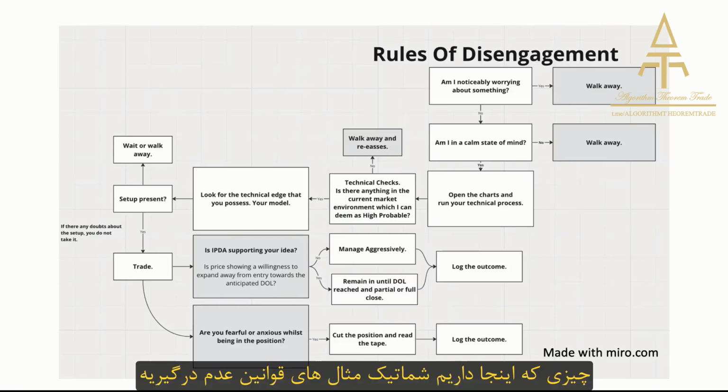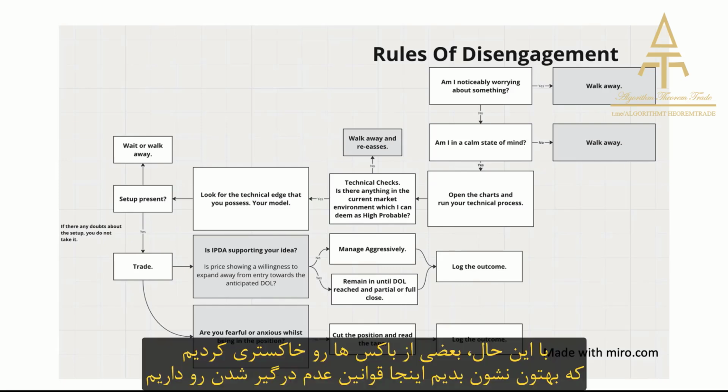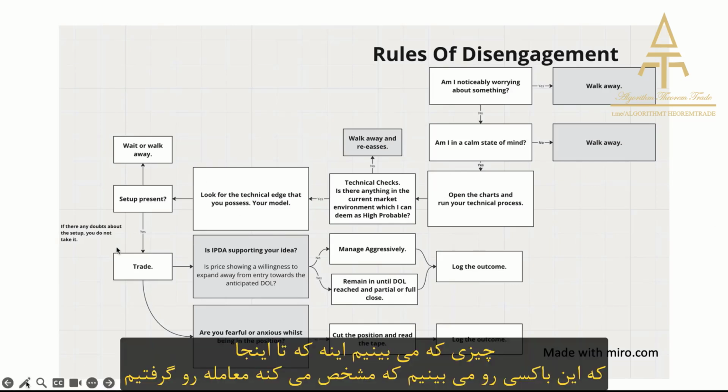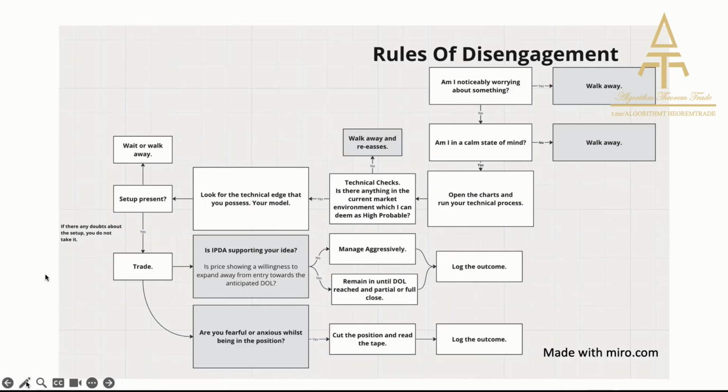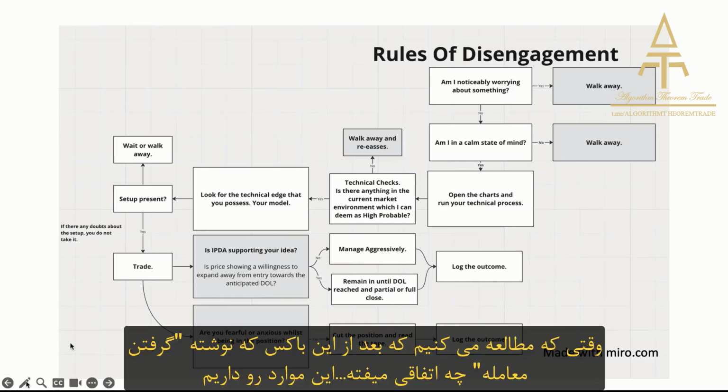What we can see is that the rules of disengagement example schematic is very similar to the rules of engagement schematic. However, some boxes have been made gray to showcase that this is a disengagement that's taking place. What we see is that all the way until the box that signals that a trade is being taken, everything is the same as the previous slide. When we study what occurs after the box that signals trade, we can see the following.